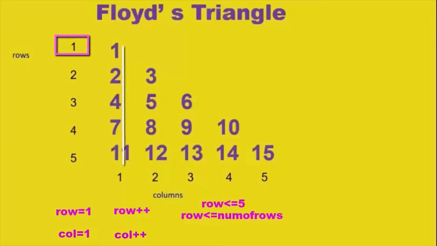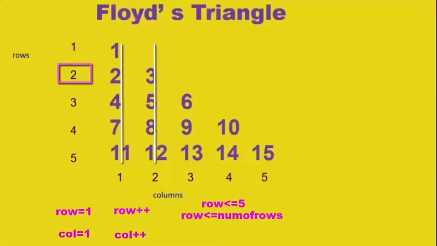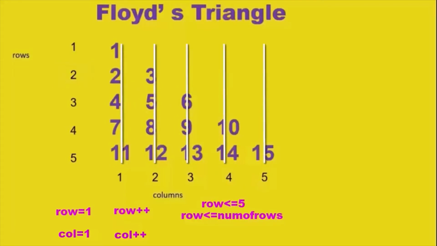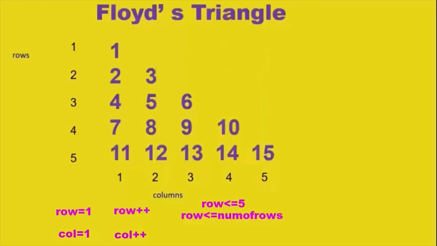On first row we can see one number, that is one column. On second row we can see two numbers, that is two columns, and on fifth row we can see five columns. So number of columns is equal to number of rows. So condition in inner for loop will be col less than or equal to row.